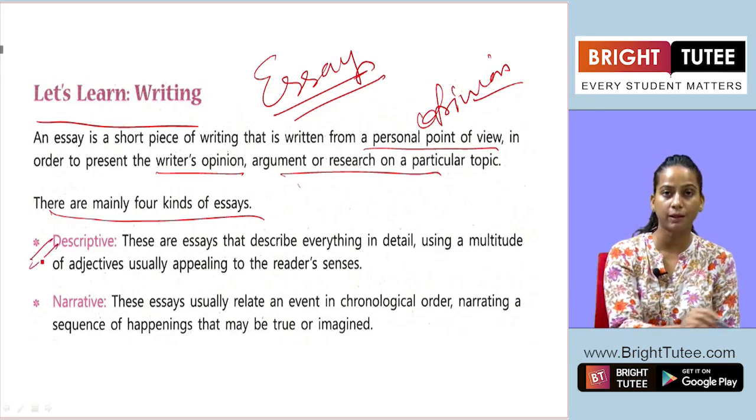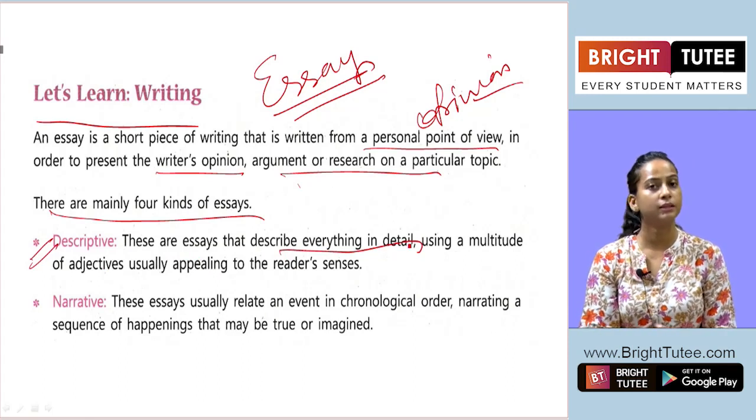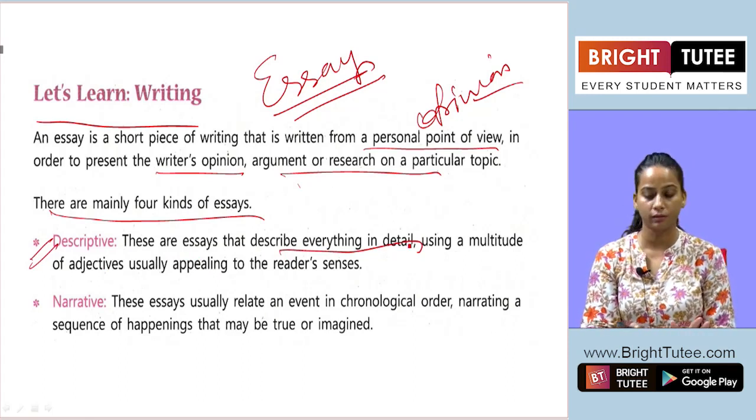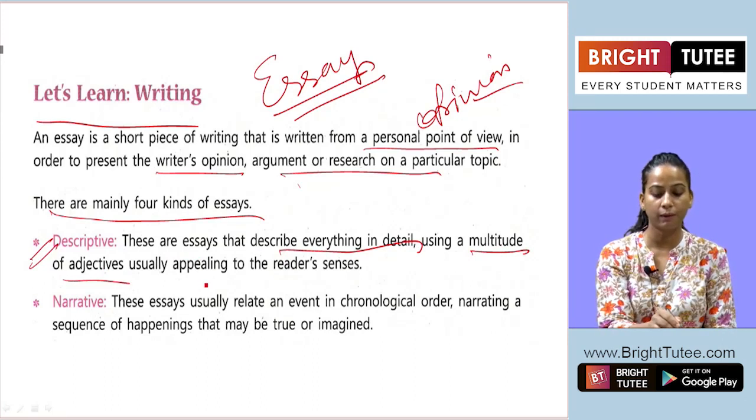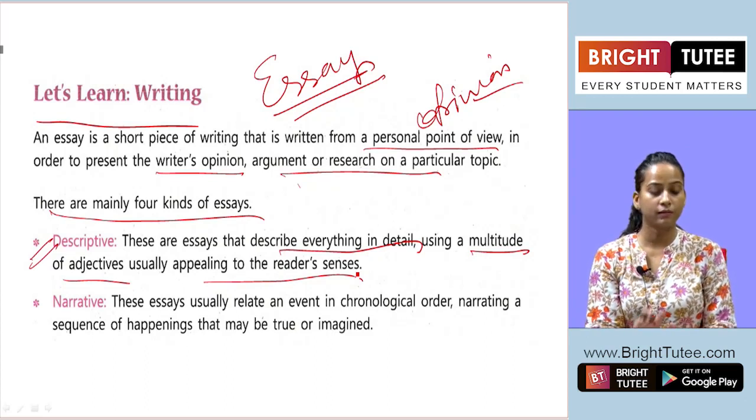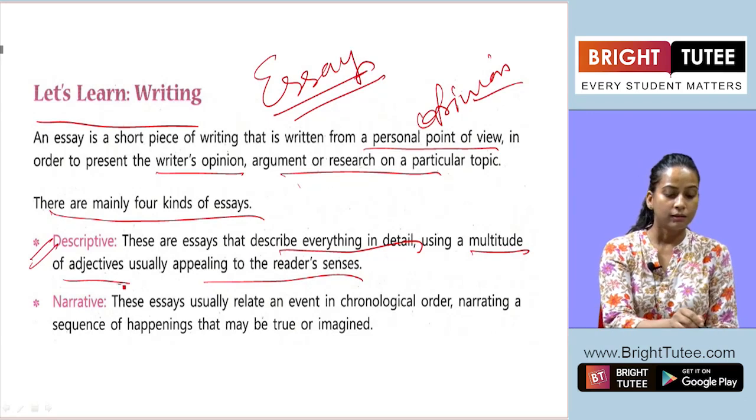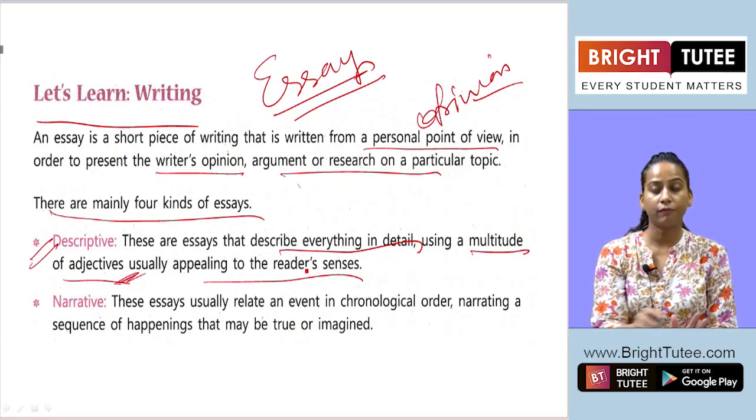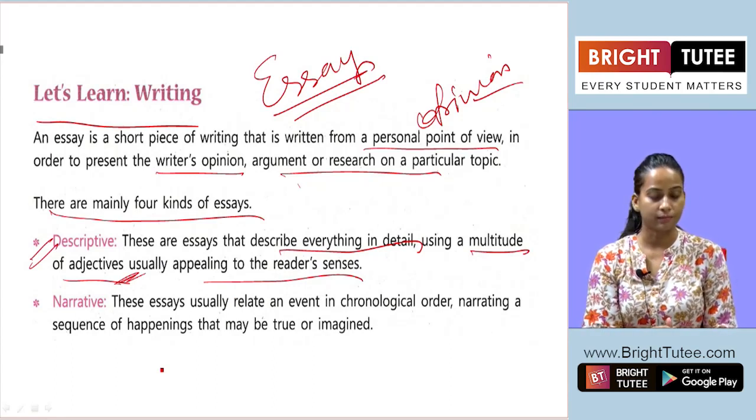The first one is descriptive. These are the essays that describe everything in detail, using a multitude of adjectives, usually appealing to the reader's senses. In the descriptive essay, all the detailing is given, and different adjectives are used which help in appealing to the reader's senses.